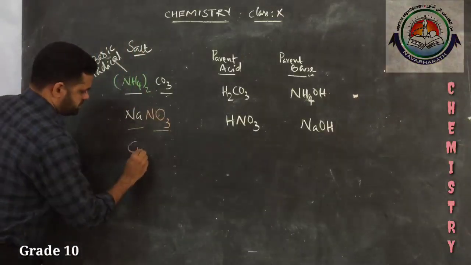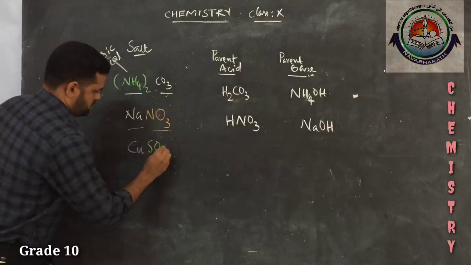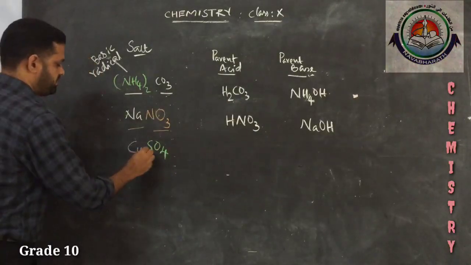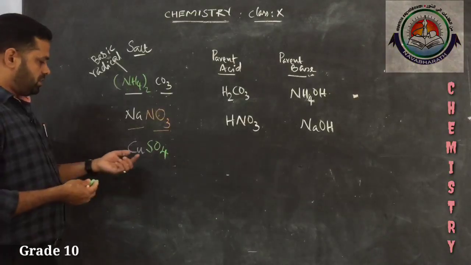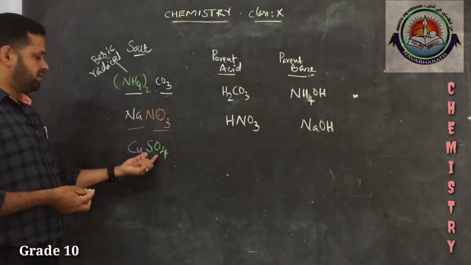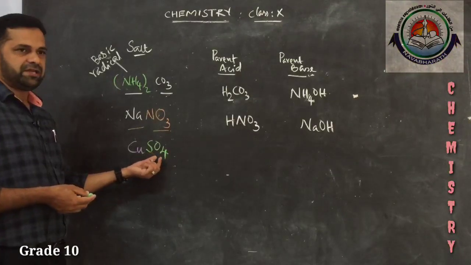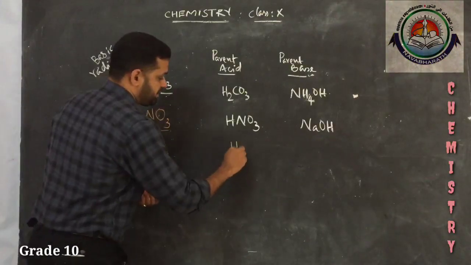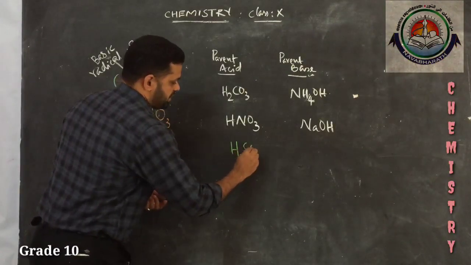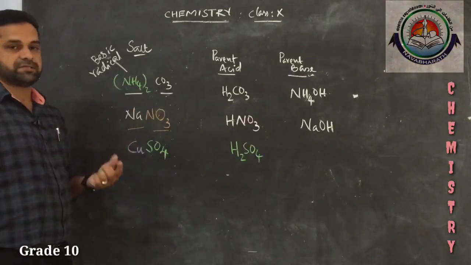See, CuSO4. Copper sulfate, the formula of copper sulfate is CuSO4. And you know, here the acidic radical is sulfate. So sulfate is derived from the acid. Which acid? That is sulfuric acid, H2SO4. Sulfate is derived from sulfuric acid.